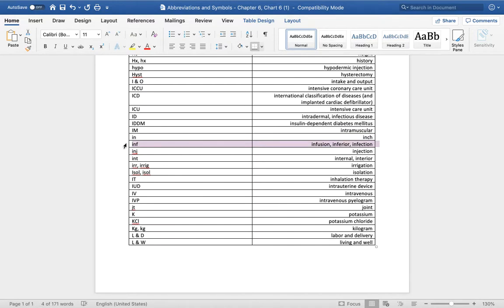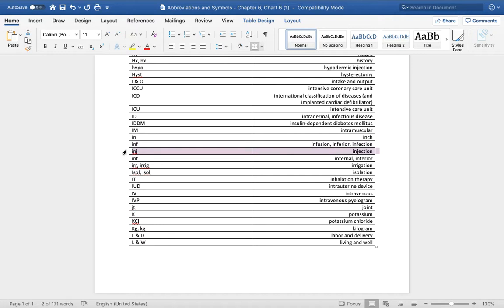Infusion, inferior, infection. So INF has three different meanings. An infusion generally is when you're lacking something in your blood and you start getting very sick. You can go for an infusion. Inferior means below, right? So if somebody is your superior, they are above you. If somebody is your inferior, they are below you. Then there's infection. Infection could be a disease, it could be a bug, right? You're infected with something, INF.